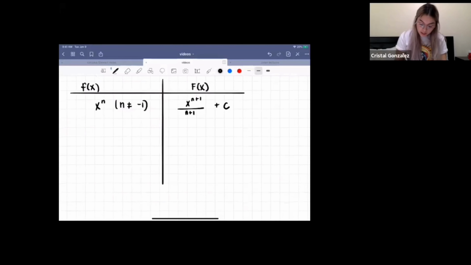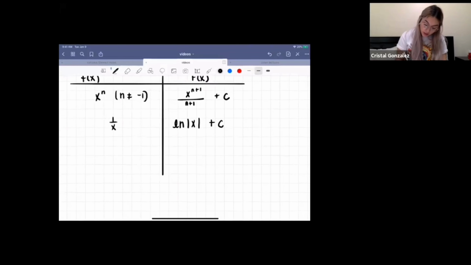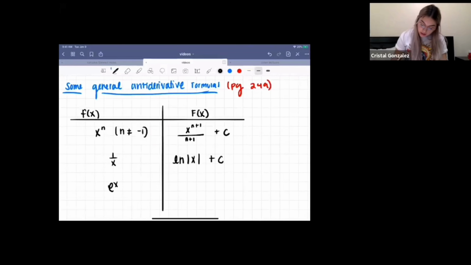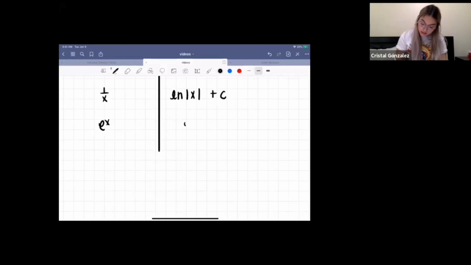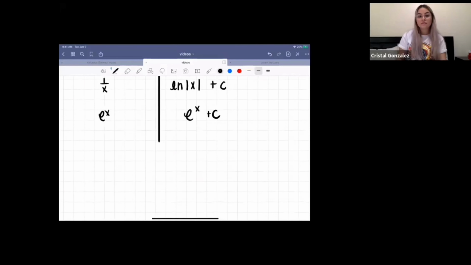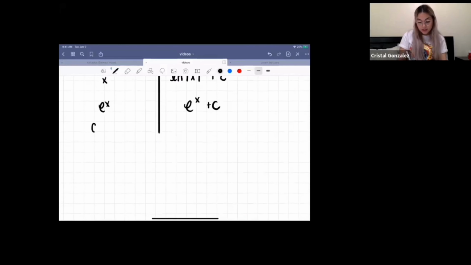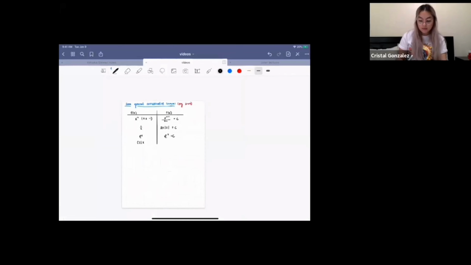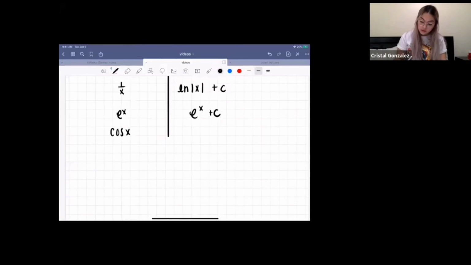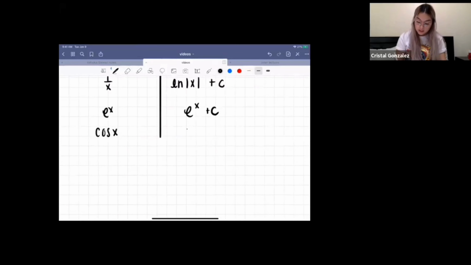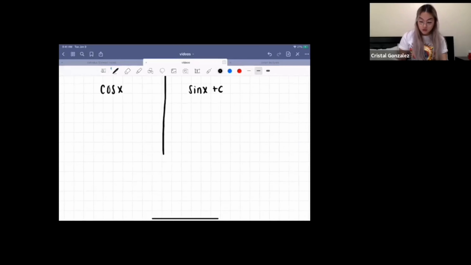The next one is the one we just learned about, which is 1 over x. The antiderivative is the ln of the absolute value of x plus c. And we also did e to the x. The antiderivative of that is e to the x plus c. And now I want to do the antiderivative of cosine x. Oh, we did do that one too. So the antiderivative of cosine x is sine x plus c. Let me move this down a little bit more. And then let's do sine x.